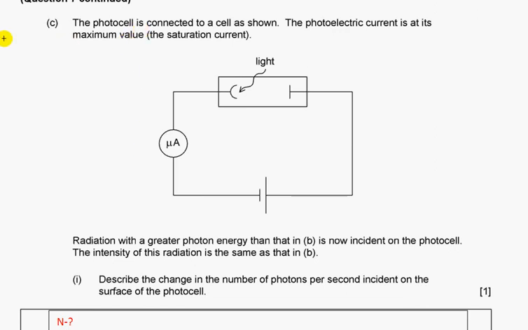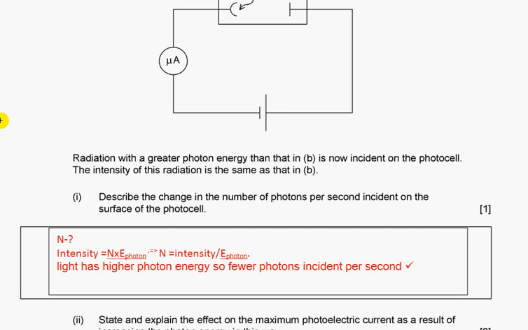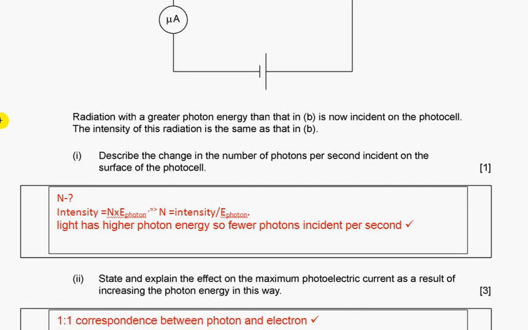The photocell is connected to a cell as shown. The photoelectric current is at its maximum, saturation current. Radiation with a greater photon energy than that in B is now incident on the photocell. The intensity of this radiation is the same as that in B. Describe the change in the number of photons per second incident on the surface of the photocell.